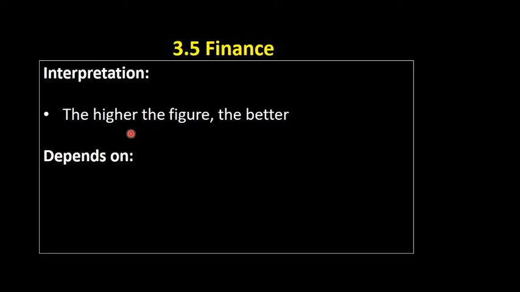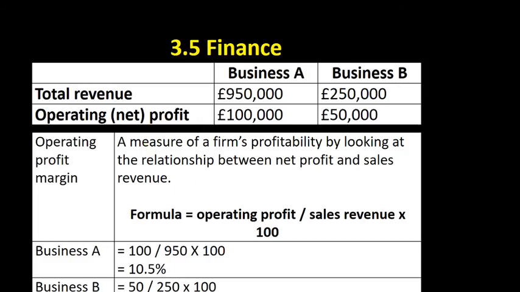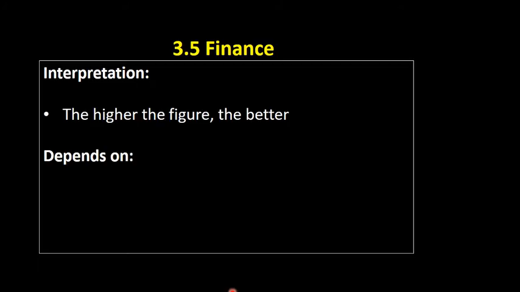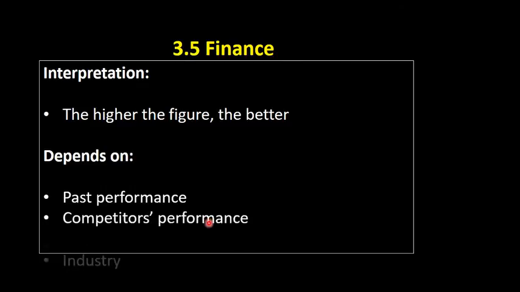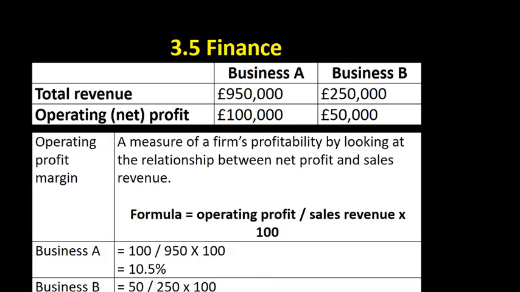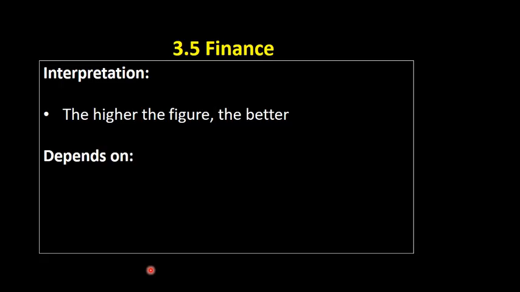So how do we interpret ratios? Well, the higher the better. We want obviously to be turning as much of this sales revenue into profit as we possibly can. But it will depend on things like past performance, our competitors' performance, and the industry that we're in. Okay, how do we know if 10.5 or 20% even are good figures? Well, obviously business B is doing much better than business A, but how would this compare to other bakeries in the area? Are other bakeries only making 5%, in which case business B is really good and business A is doing pretty well as well.